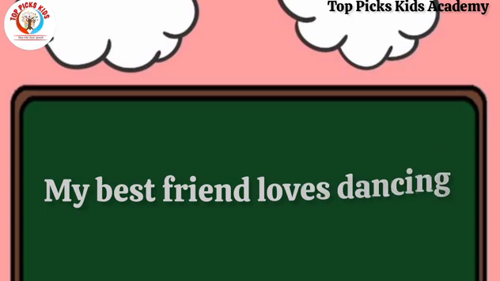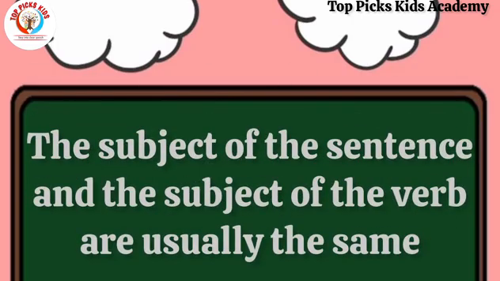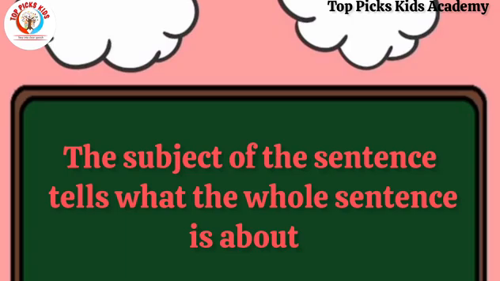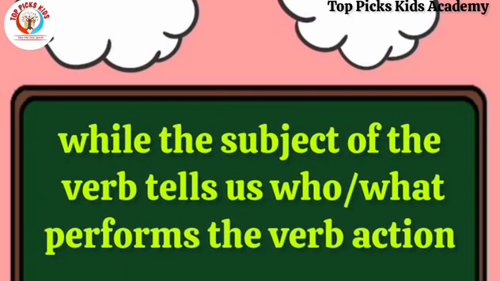So now in summary, what we're saying is that the subject of the sentence and the subject of the verb are usually the same because the subject of the sentence tells what the whole sentence is about, while the subject of the verb tells us who or what performs the verb action. In other words, every sentence has a subject, and that subject usually controls the verb. So it becomes the subject of the verb.